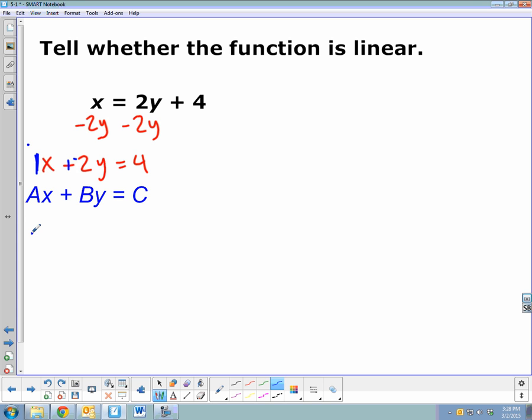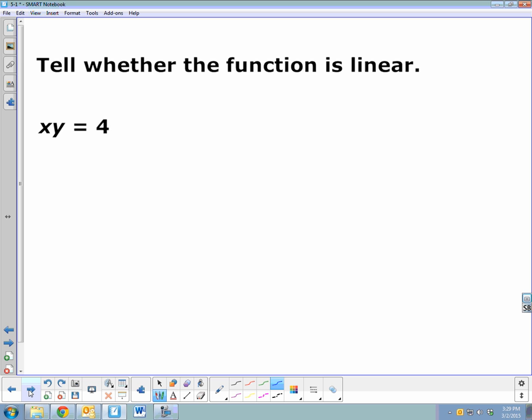So tell whether the function is linear. Yes, it is linear. And in fact, you could even list out what a, b, and c are, and some of your assignments might have you do this. So a would be 1, b would be negative 2, c would be 4. So yes, in fact, this is a linear function, a linear equation. Try this one. See if you can tell, is this a linear function?